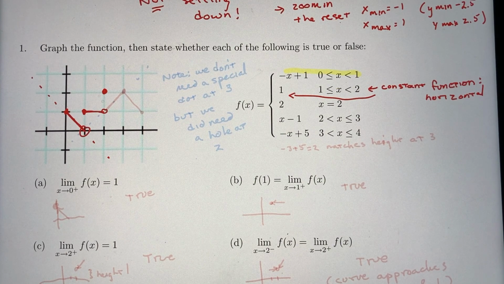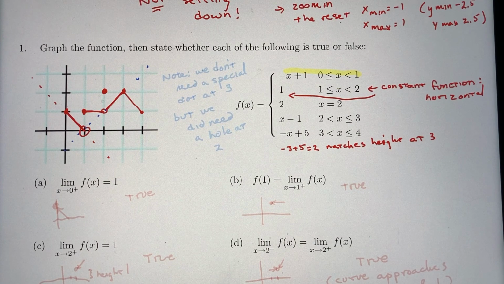X minus 1, let me do that in a blue dotted line. Positive 1 slope. Bing, bing, bing, but again, only the part between 2 and 3, not including 2, but including 3. And then -x plus 5, so -3 plus 5 is 2, so it matches the height at 3. So 3 to 4. Okay, and it's including at 4.